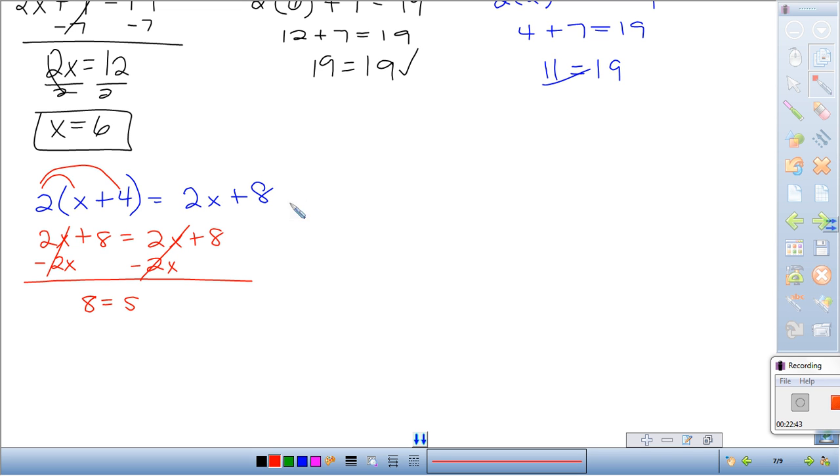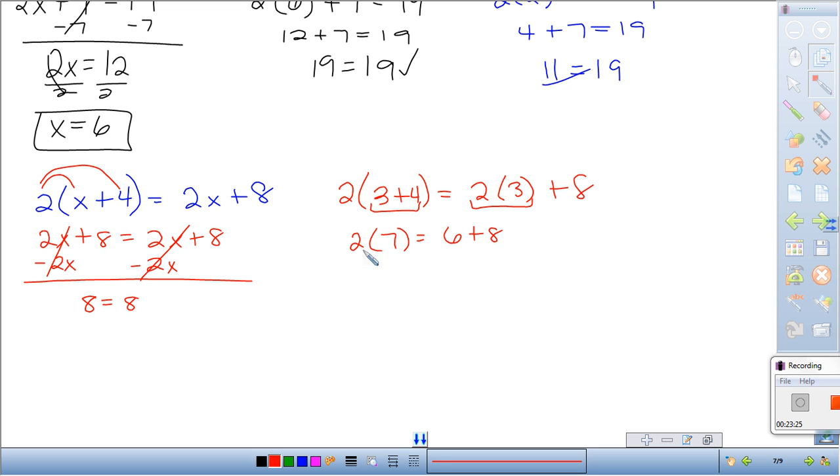How about 3? Let's try 3. So I have 2 times the quantity 3 plus 4 equals 2 times 3 plus 8. So we can follow PEMDAS. 3 plus 4 is 7, so that's 2 times 7 equals, again following PEMDAS, 2 times 3 is 6 plus 8. 2 times 7 is 14, and 6 plus 8 is 14. Yeah, so they equal each other.